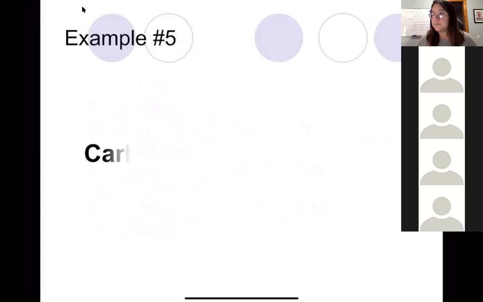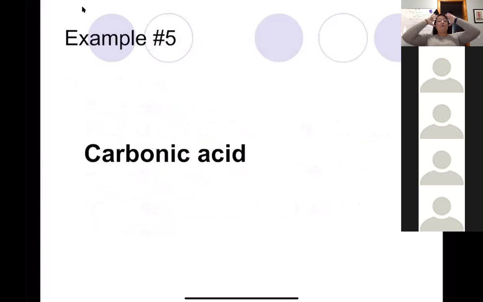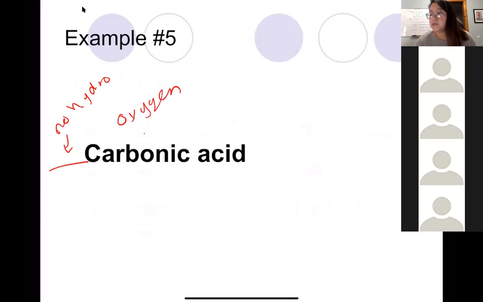Okay, let's take a look at this one. Carbonic acid. First, we know this is a polyatomic. Why? There is no hydro. You don't see hydro there, which means there is oxygen present, which means this is a polyatomic.